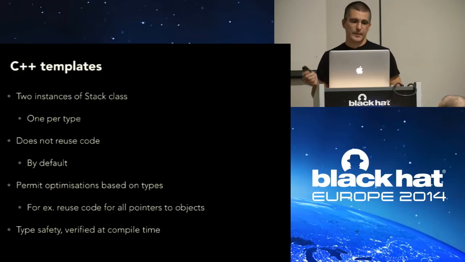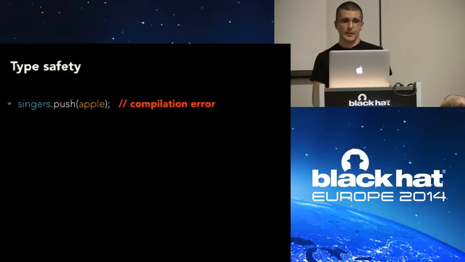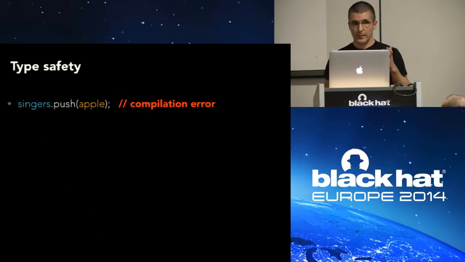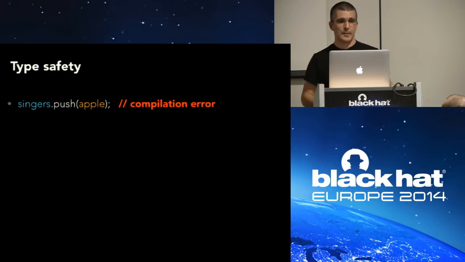One important aspect of C++ templates is that you can achieve type safety. For example, if I try to put an apple in my stack of singers, I will have a compilation error, not a runtime error, a compilation error. In the first example, I can put any kind of object because it was a stack of anything.